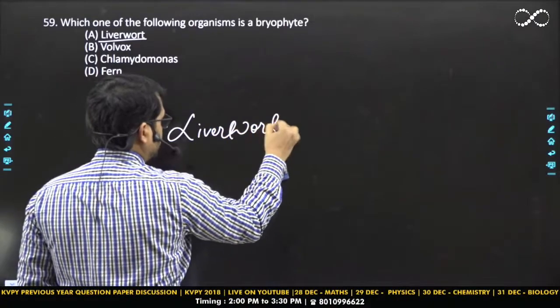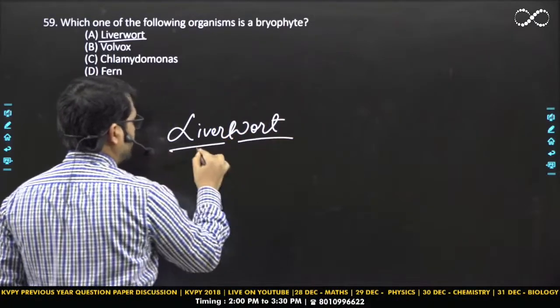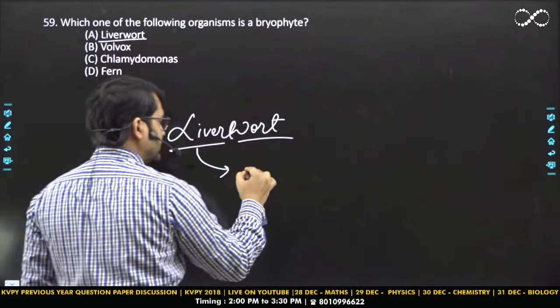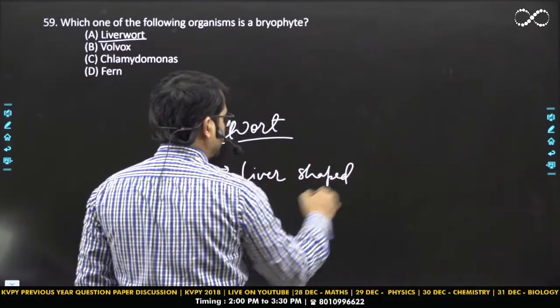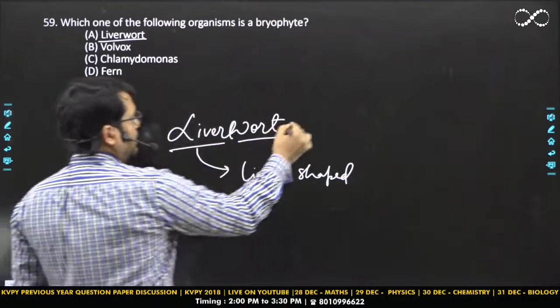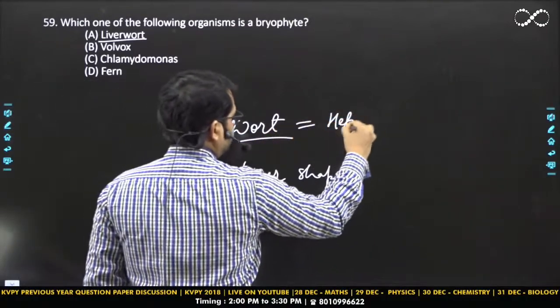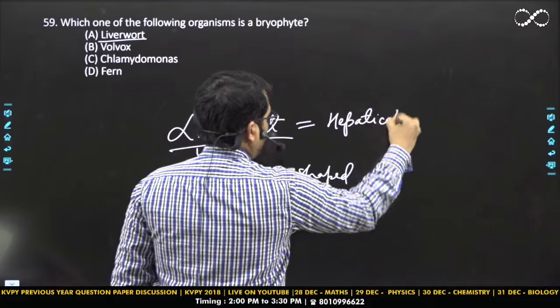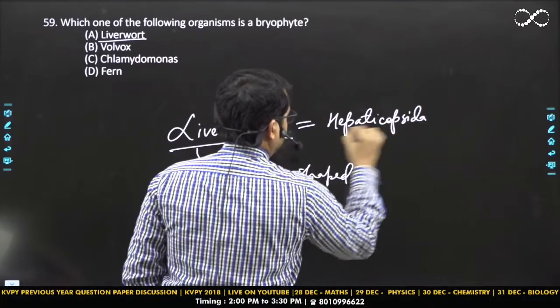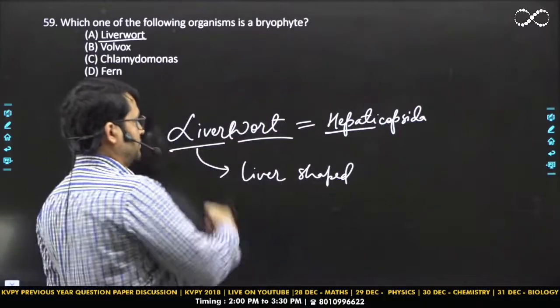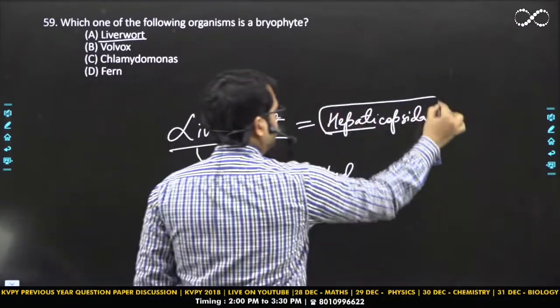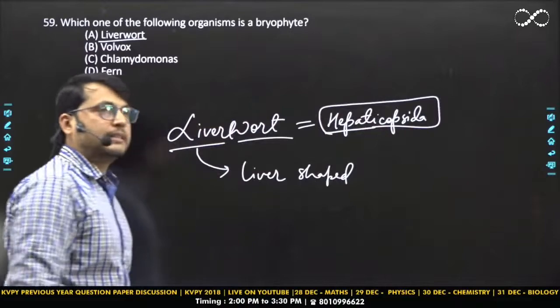Liverwort. Why is it called so? Because the main body is liver shaped. We also call it Hepaticopsida. Remember, the hepato word is used for liver. So either write liverwort or Hepaticopsida. Both are the same thing.